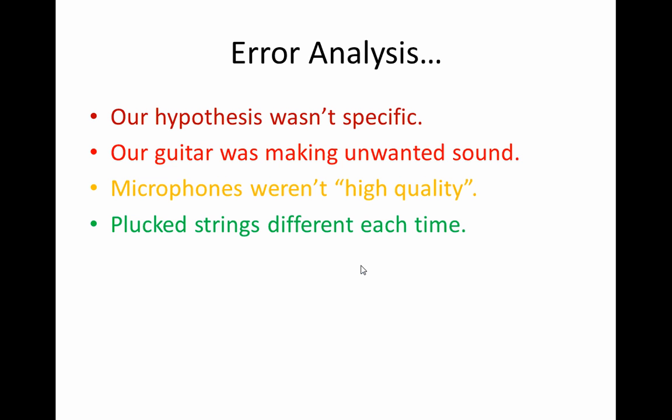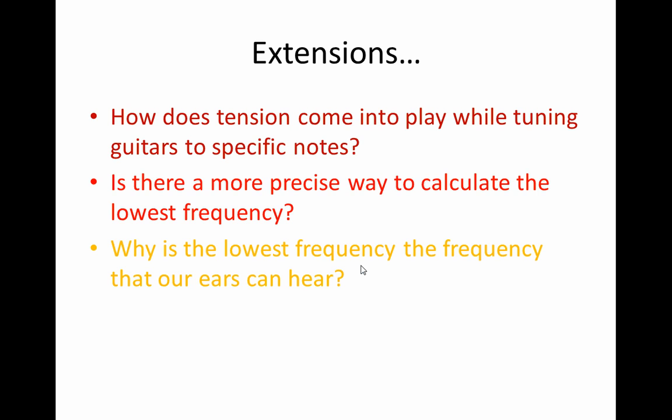So, error analysis. Our hypothesis wasn't specific, we talked about that. Our guitar was making unwanted sound, sort of a clangy sound. Our microphone wasn't very high quality, and we plucked the strings at a different force each time. So how does the tension come into play while tuning guitars to specific notes, is there a more precise way to calculate the lowest frequency, and why is the lowest frequency the frequency that our ears can pick up?